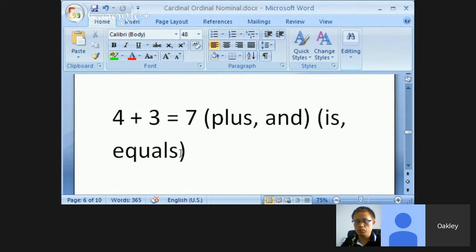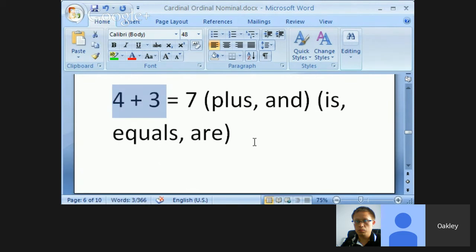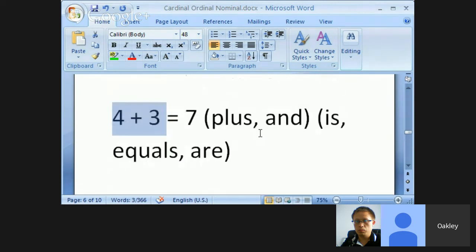4 plus 3 is 7. 4 and 3 are 7. We also say it that way. 4 and 3 are 7. They are 7. Okay. So 4 plus 3 is 7. Are both okay? Yes. 4 plus 3 equals 7. With 4 plus 3, we don't say are.